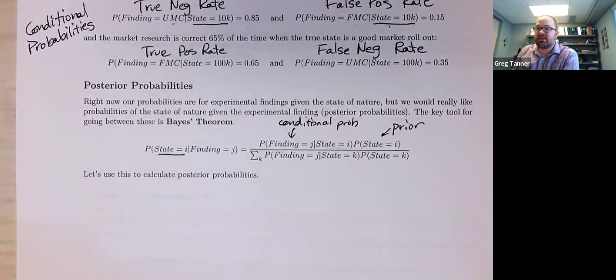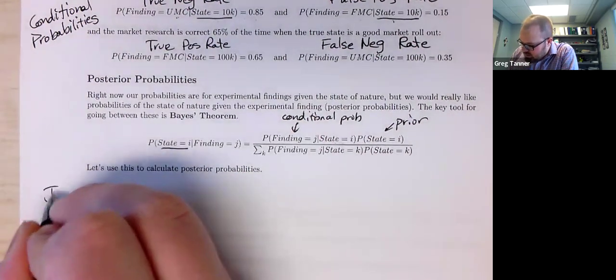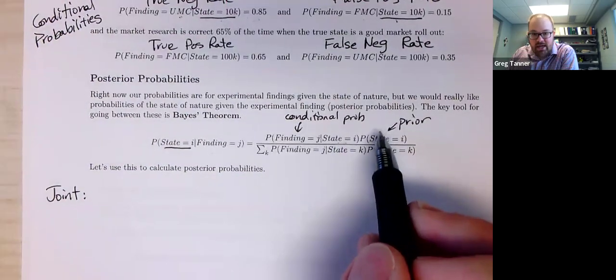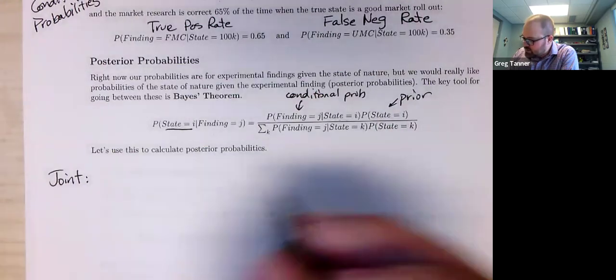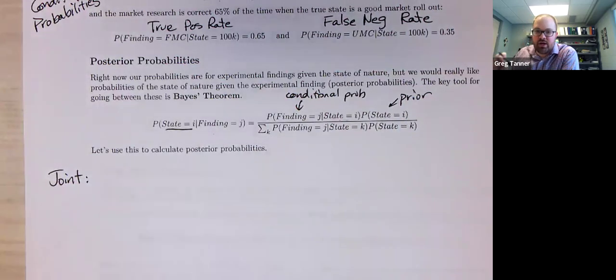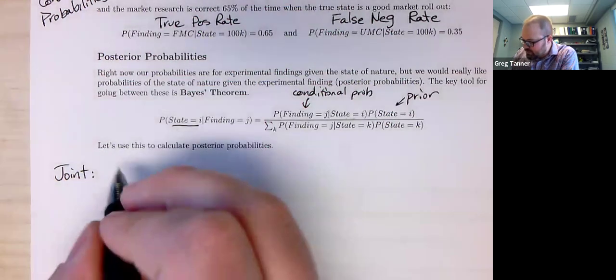The first step is to compute what are called the joint probabilities. So step one is to compute the joint probabilities. The joint probabilities are what are on the top of this fraction here. And these probabilities are the probability essentially of that state and that finding. Okay. And so let's maybe jump into an example.